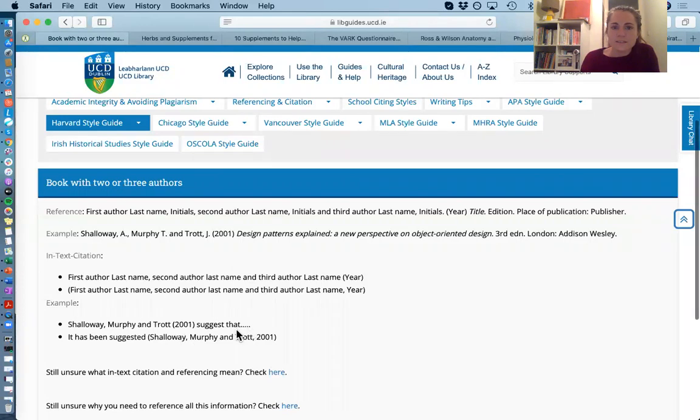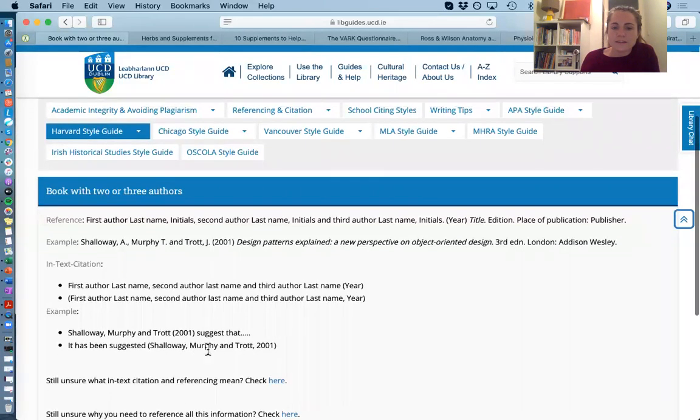So that's just an example of how you reference a book. I think sometimes looking at this, it can be quite abstract or kind of confusing. A lot of the time, it's just good to look at the example, and through looking at the example, you can see exactly what you need to do.